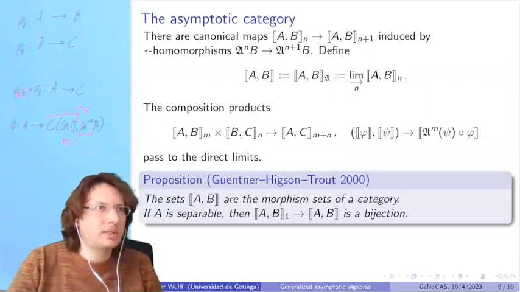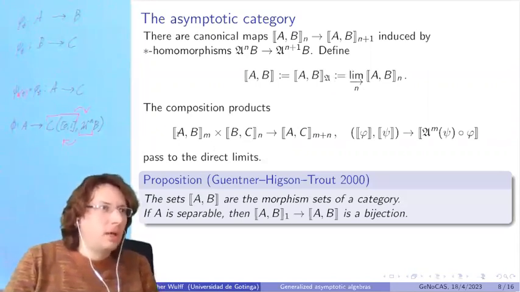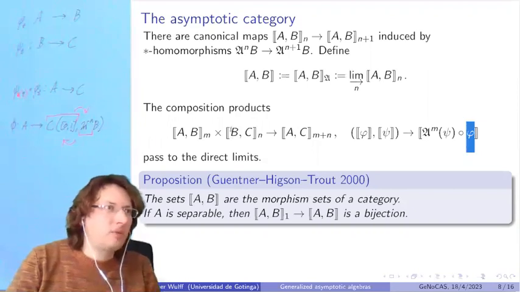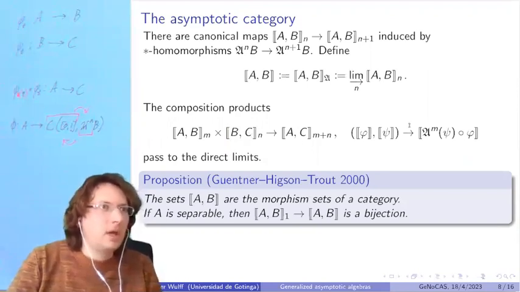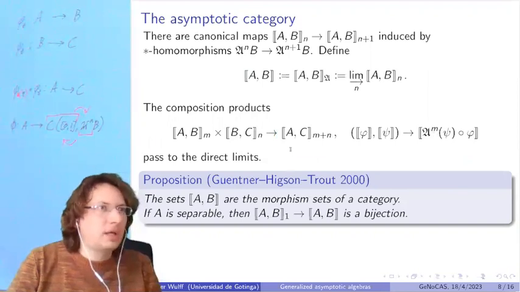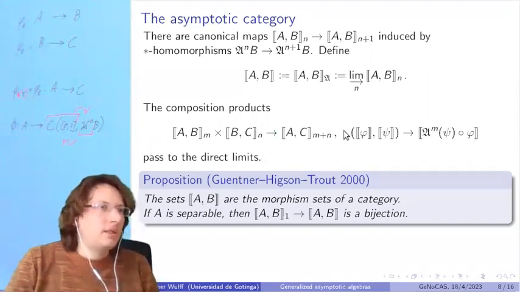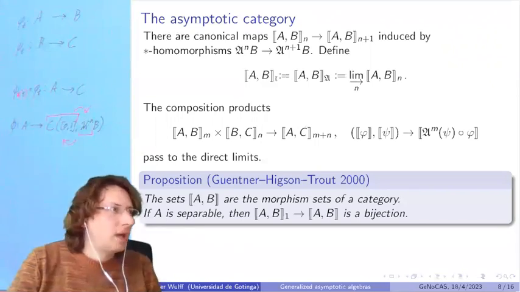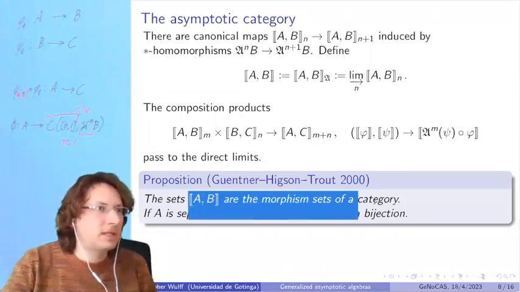And now the products can be defined exactly by the idea which I had before. So if we have a star homomorphism phi from A into A^M of B, then we can compose it with a star homomorphism psi from B to A^N of C, if we apply this functor A^M, and we end up in this group here. And this composition is compatible with these n-homotopy classes, and it also passes to the direct limit. And that way, one can see that these sets always have a composition product, which turns them into a category. So these sets are the morphism sets of a category, and that's always the case.